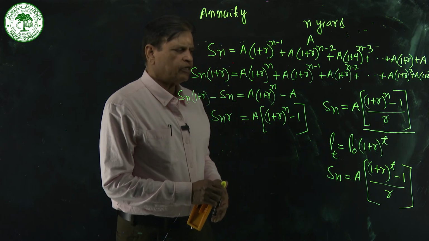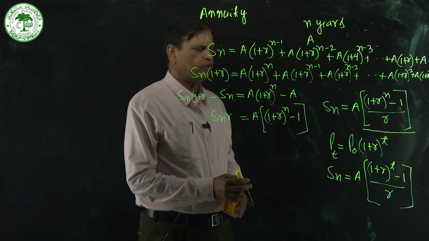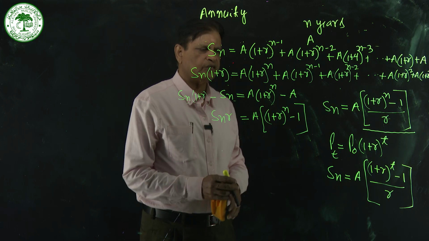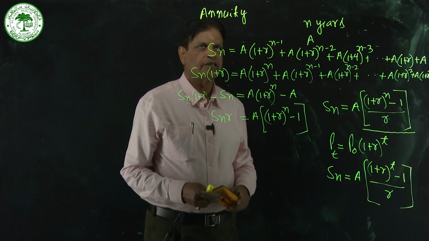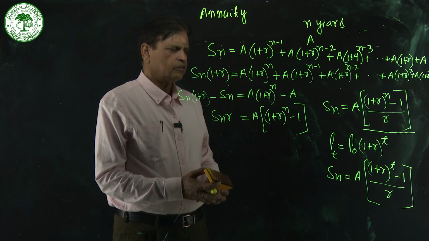So now we have talked about how to find out the future value of an annuity and how to find out the future value of a single deposit which grows at compound interest rate. Now we'll talk about how to find out the present value.